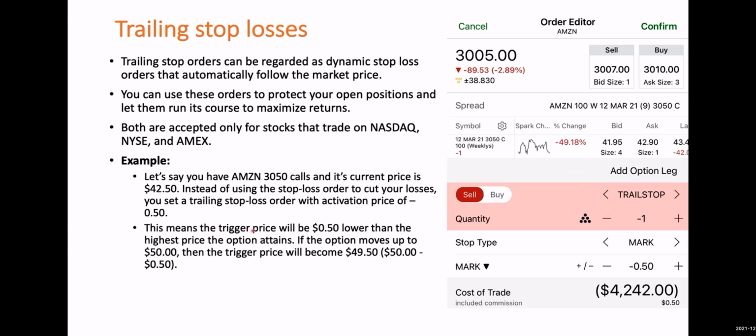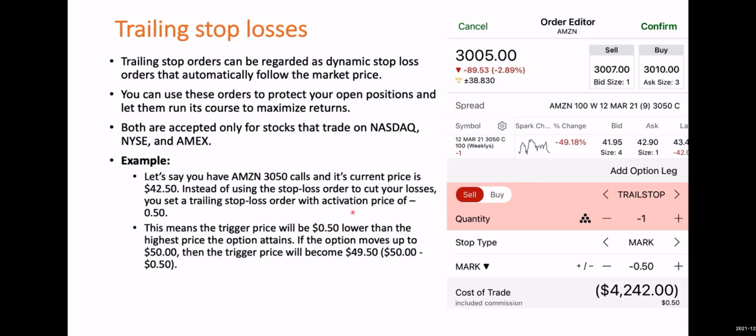This means that the trigger price, that is the stop loss price, will be 50 cents lower than the highest price the option attains. So for example, if the option moves up to $50, let's say the stock rallied like crazy, the asking price goes to 51, mid price is around 50. And after it hits that level, Amazon starts selling off slowly. So what's going to happen is the highest price of the option is 50, minus 50 cents, which is my activation price, will be my stop loss price.